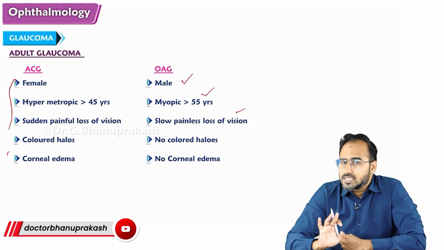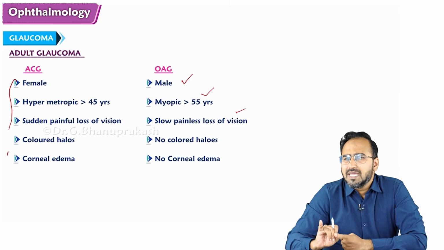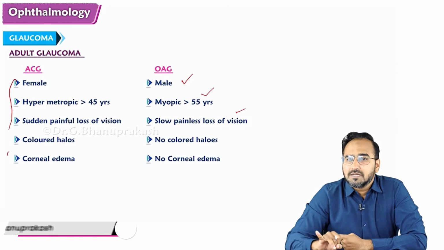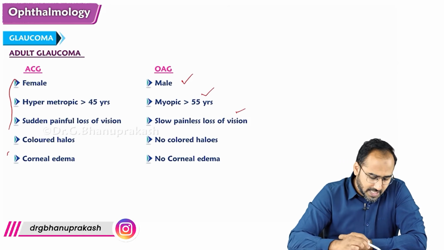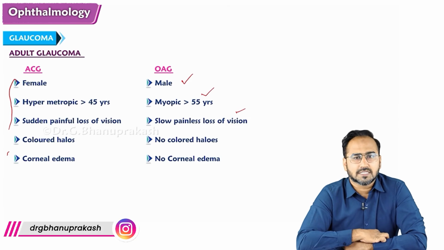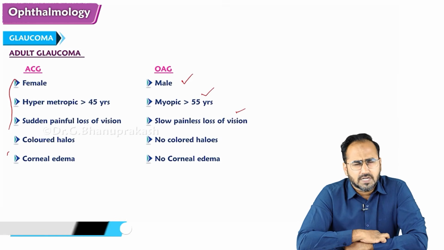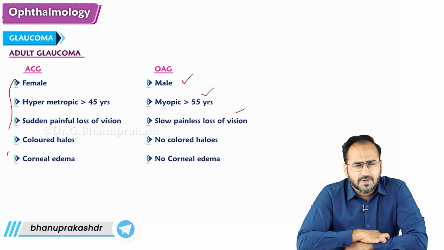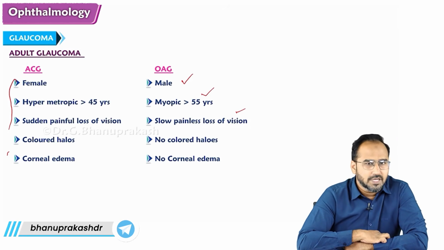You have to look for the risk factors. What risk factors, guys? Males and myopes are at risk of developing open angle glaucoma. It's not young males, it is elderly males developing open angle glaucoma. So any elderly male after the age of 45 or after the age of 50, you have to check their intraocular pressure regularly. Then only you will come to know.